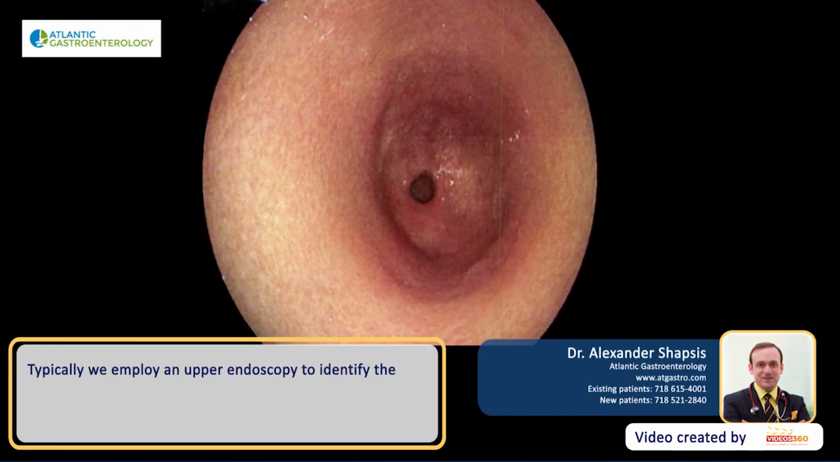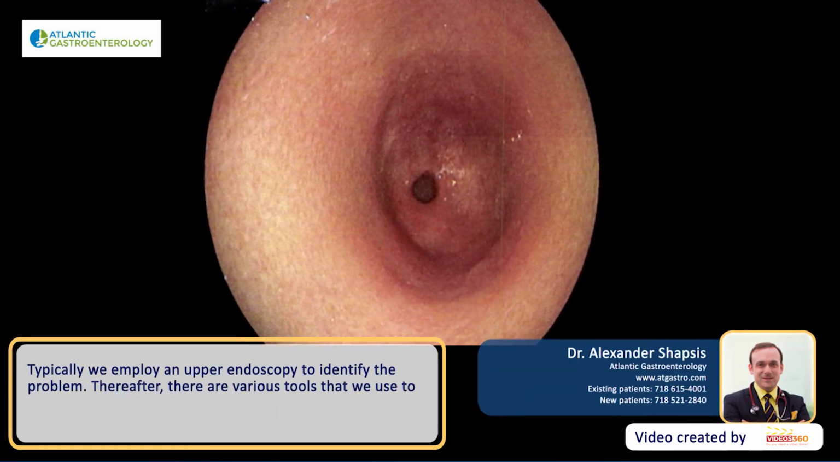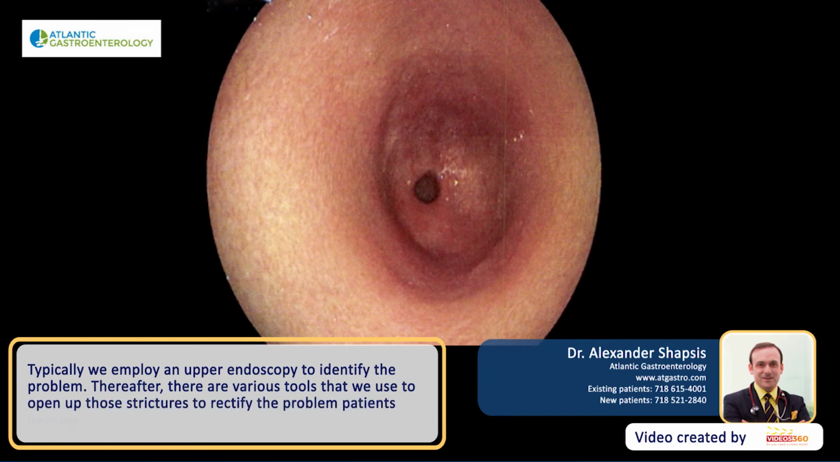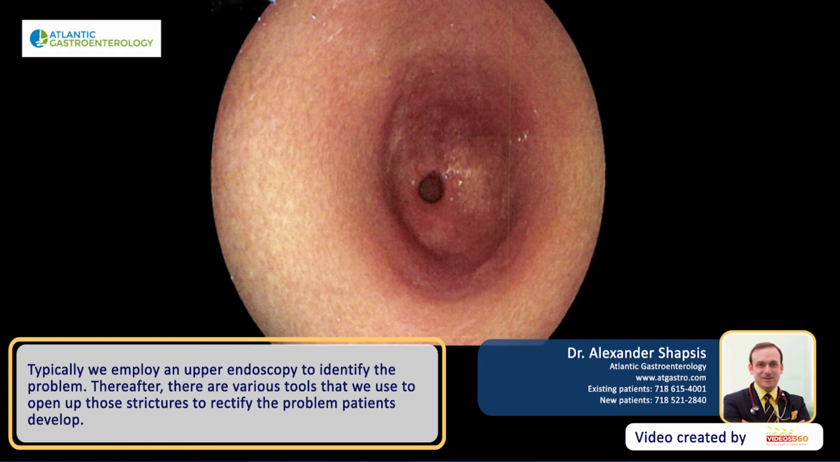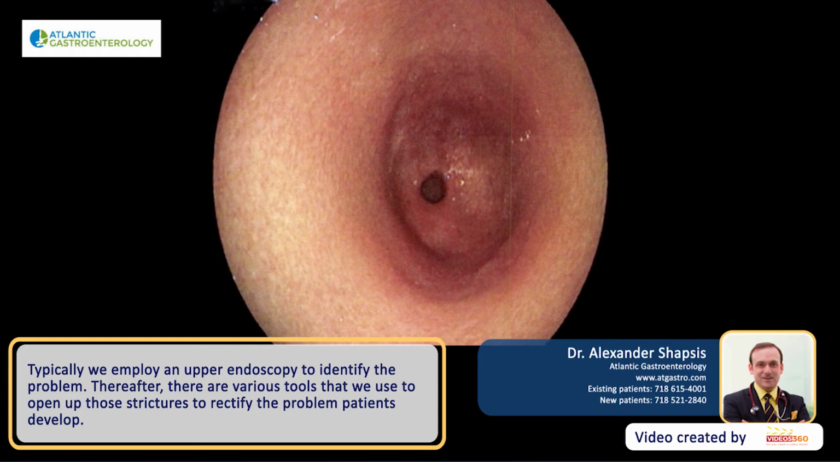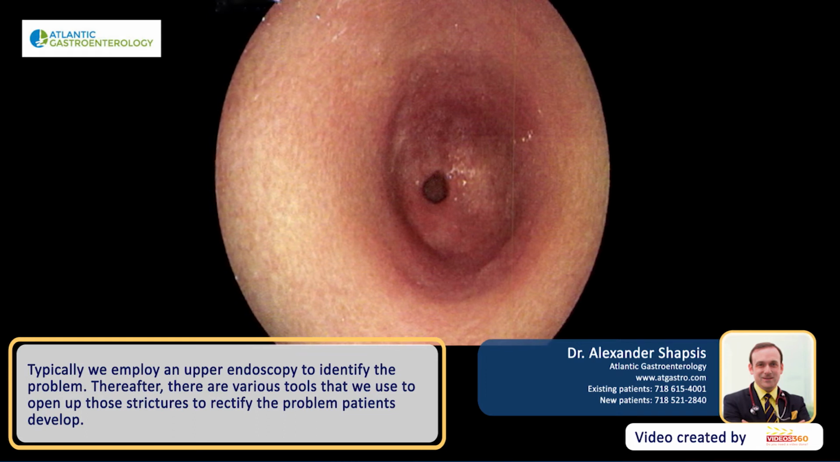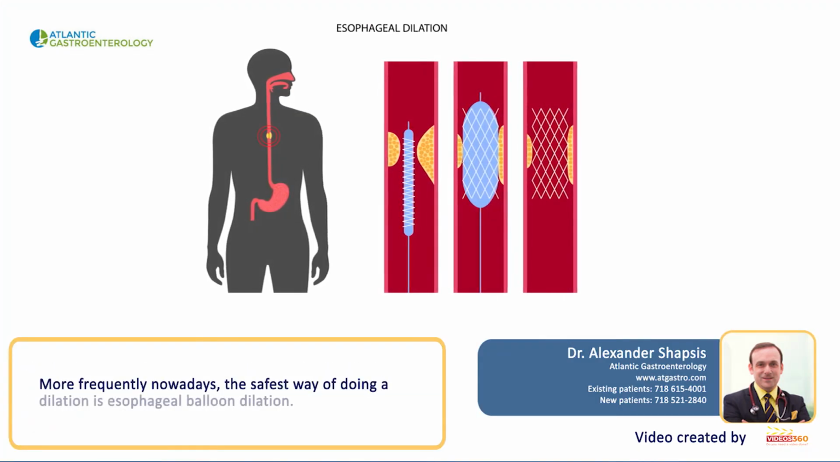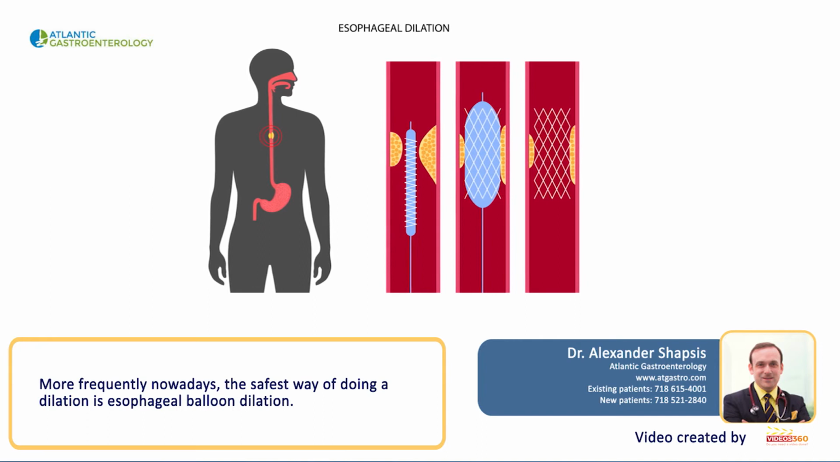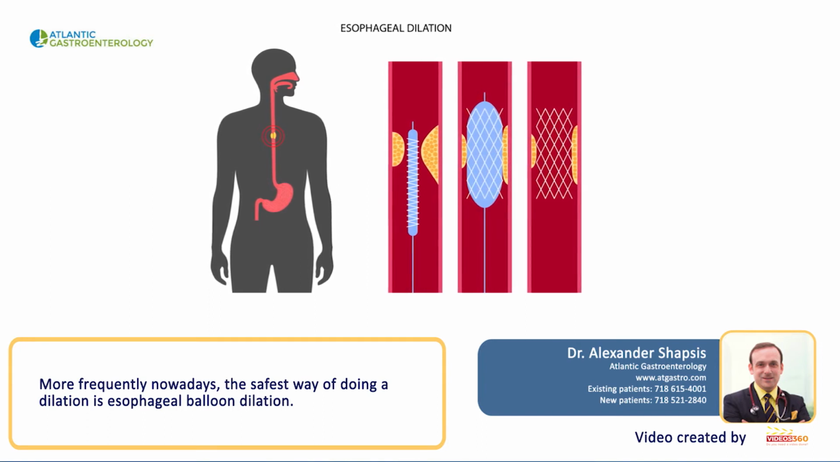And this is typically the time at which we employ the upper endoscopy first to identify the problem, and thereafter there's a variety of tools that we use to open up those strictures, to rectify the problem that the patients develop. More frequently nowadays, and probably the safest way of doing dilation, is esophageal balloon dilatation.